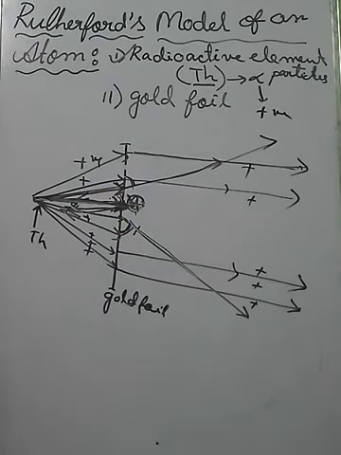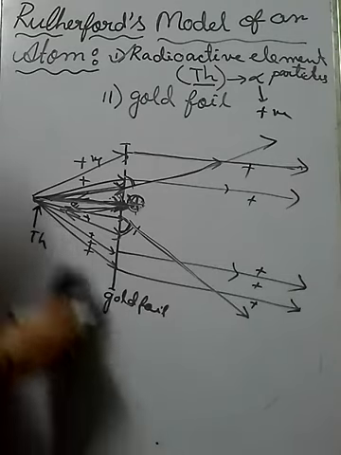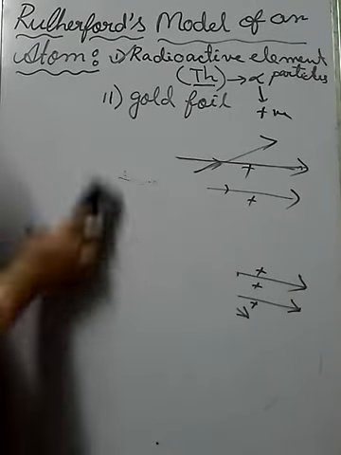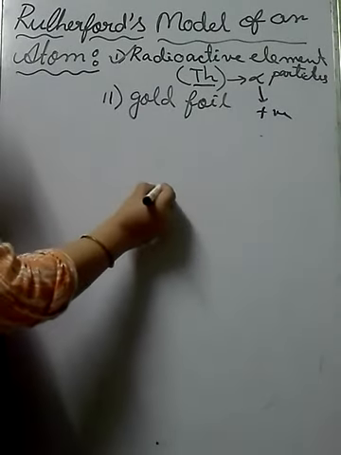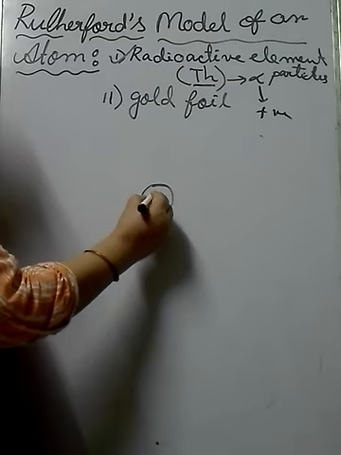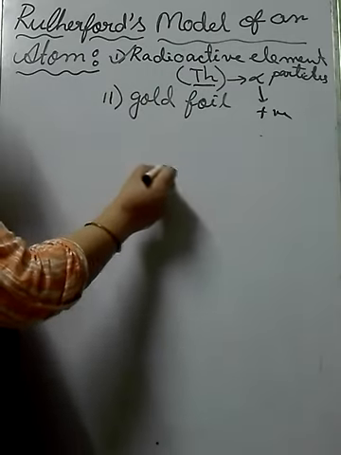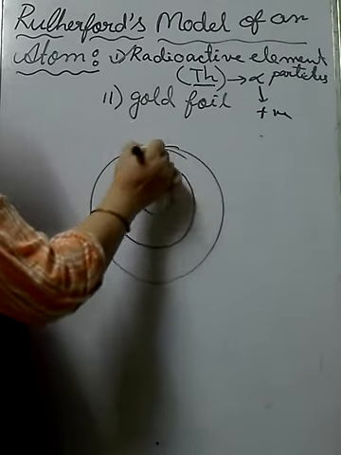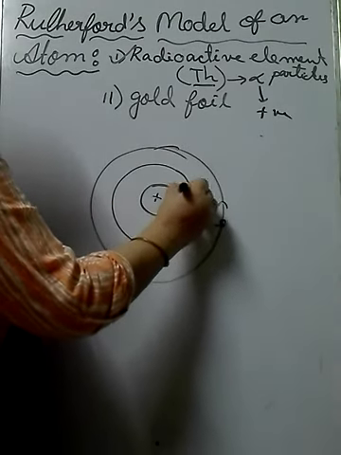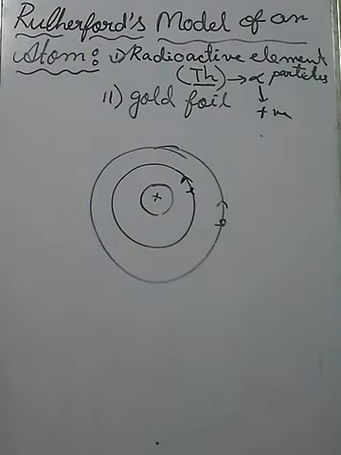So from these observations of his experiment, he has given the idea of the structure of the atom. According to Rutherford, there is a nucleus in the center which is positively charged, and around the nucleus electrons, negatively charged particles, are revolving. So this was a concept given by Rutherford.